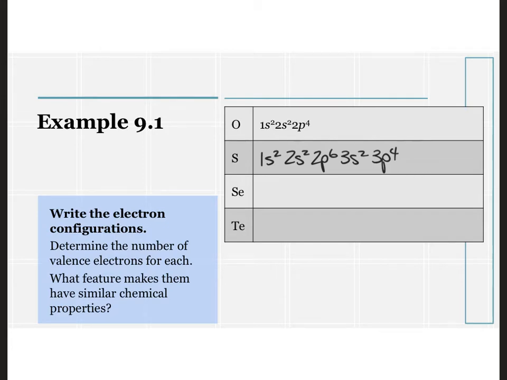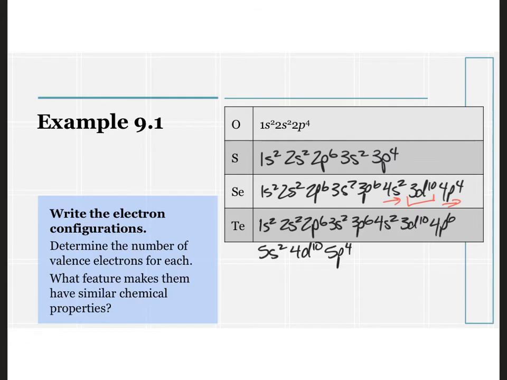Selenium is below oxygen and sulfur, so the configuration is written selenium 1s2, 2s2, 2p6, 3s2, 3p6, 4s2, 3d10, 4p4. Note that if you read the periodic table from left to right, the 3d10 electrons follow naturally between 4s2 and 4p4. Pause the video again to see if you can write the electron configuration for tellurium, which is located in the same column as oxygen. Did you get what I have written here for tellurium?